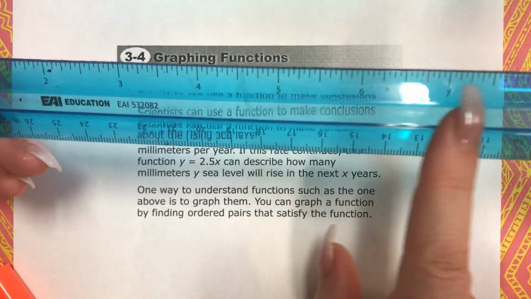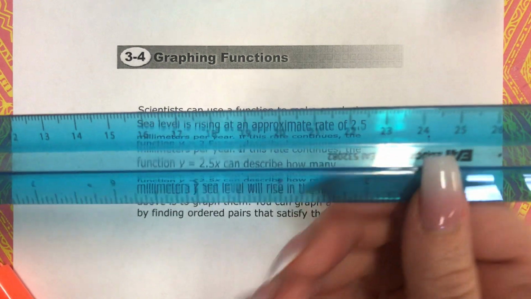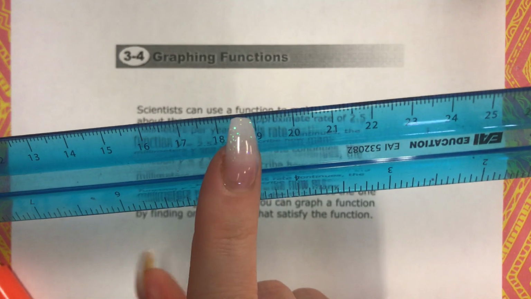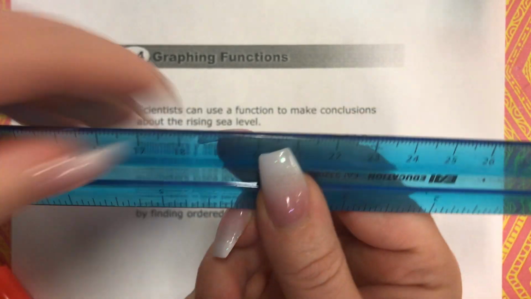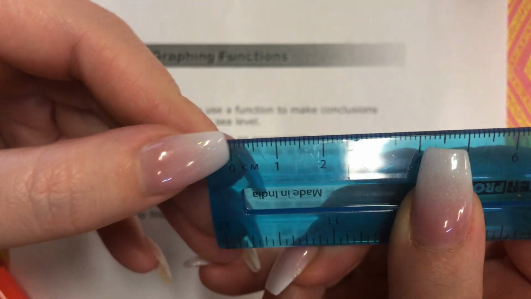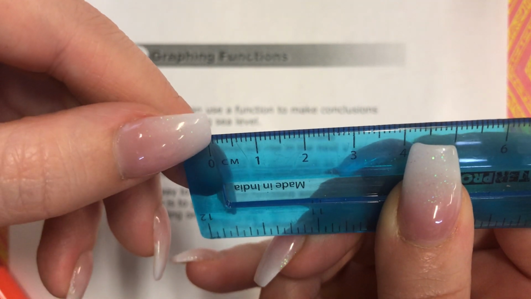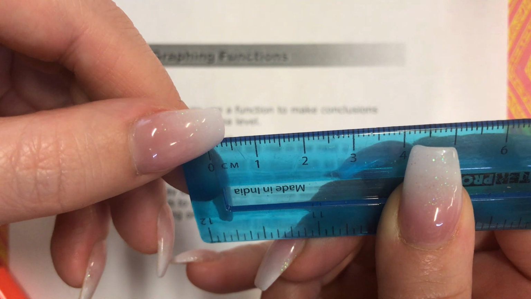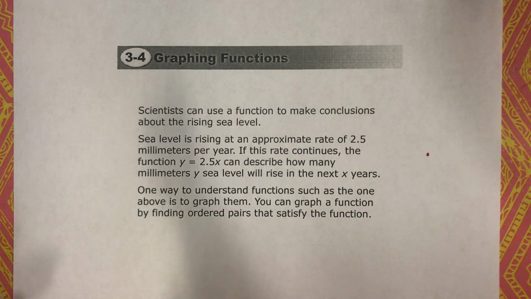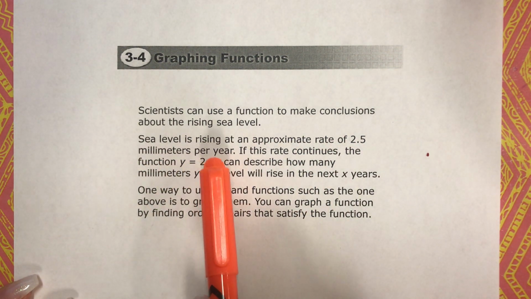Okay, so you have inches, which are on this side. And then you have centimeters, which are on this side. And then a millimeter is just one of those little hash marks, right? So if I was to go from 0 to 1, it would just be from 0 to that first little hash mark right there. So if it's saying 2.5 millimeters, it's like 2 of those and a half. So a really small distance. So the sea level is rising at an approximate rate of 2.5 millimeters per year.